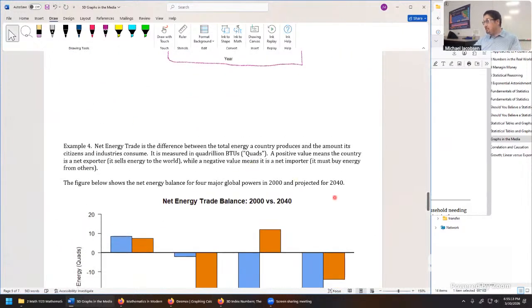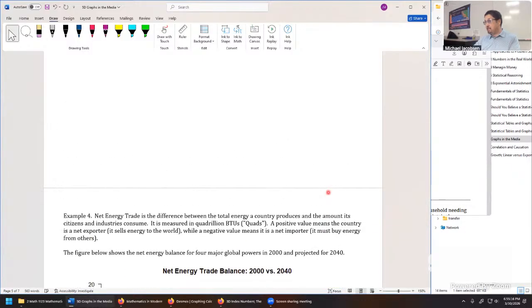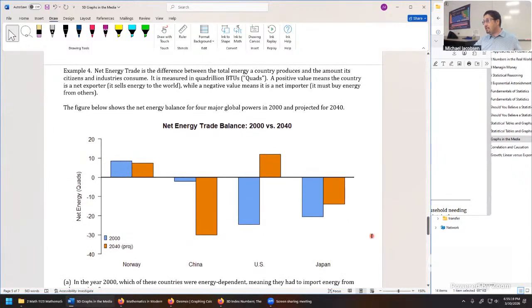So here's the next one we're going to look into. We're looking at real world data, and this one is about net energy trade. So it's a pretty complicated kind of unit. Let's go through the context carefully on this one. Net energy trade is the difference between the total energy a country produces and the amount its citizens and industries consume. So it's essentially the power bill for every single country. Either they're going to be positive or negative, and the net energy trade is going to tell us where they're at.